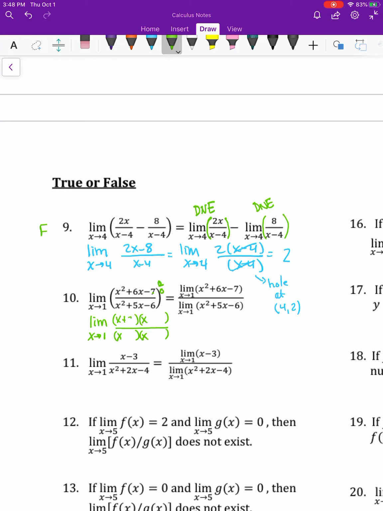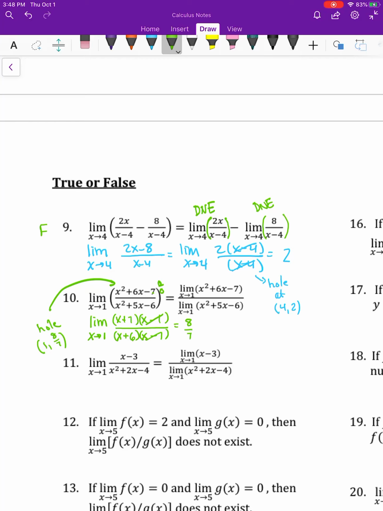But I'm going to try and factor. So I've got a plus 7 and a minus 1. Here, I've got a plus 6 and a minus 1. And so my x minus 1's cancel, and so that's a hole at 1. And so now if I put 1 in here, I get 8 over 7. So there is a hole on this function right here. There's a hole at the point 1 comma 8/7.